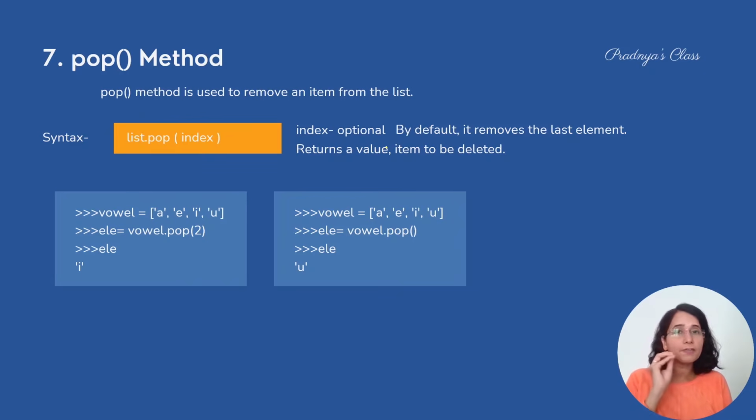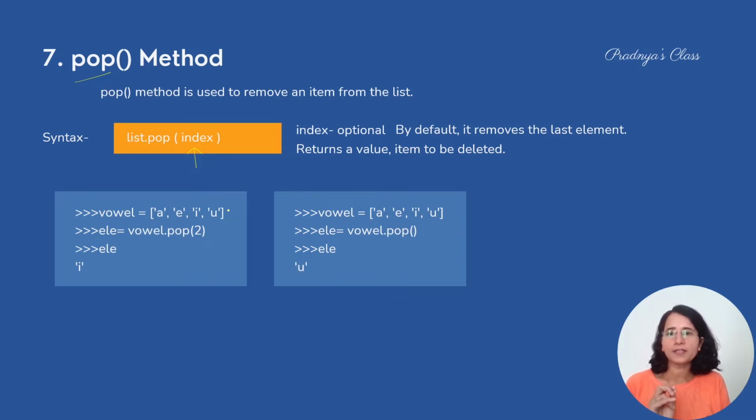We studied 3 different methods to add item to the list. Now we will study how to remove the item from the list. For that we are using pop method. So here is the syntax list.pop. We have to mention the index of the element which we have to delete.